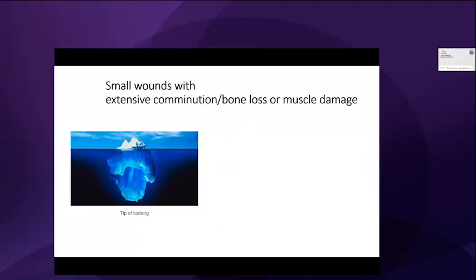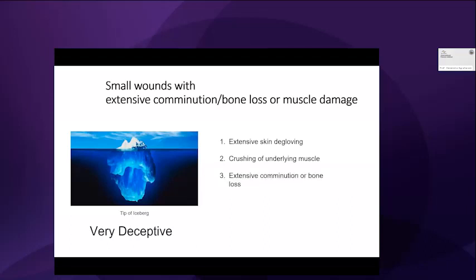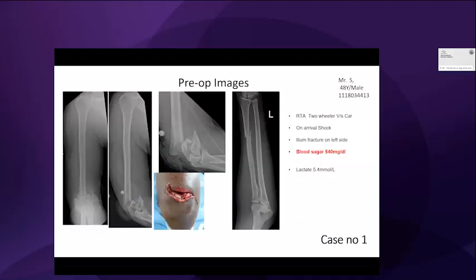So the small wounds with extensive comminution or bone loss or muscle damage are very important. It is a very deceptive term to say that it is a small wound. Small wound or large wound both need to be considered in a similar fashion, because there can be extensive skin degloving, crushing of underlying muscles, extensive bony comminution with loss, contamination, and injury to the neurovascular structures.